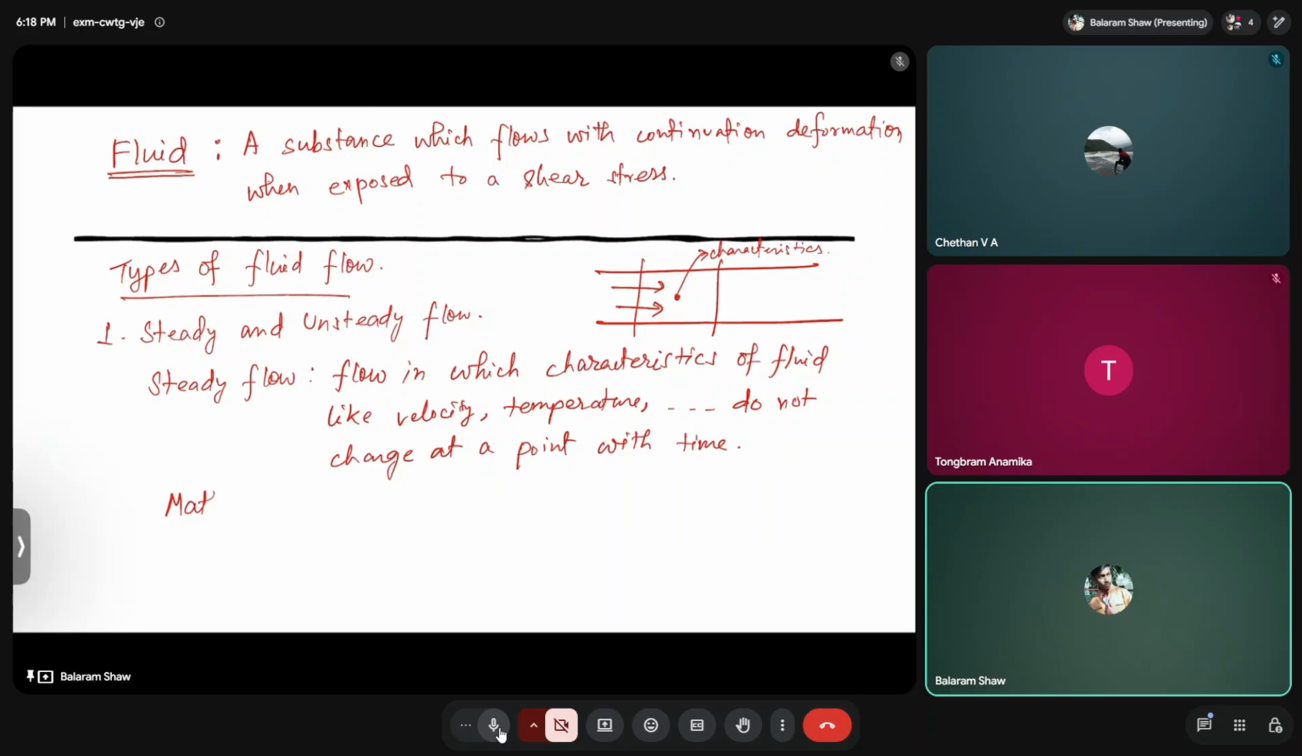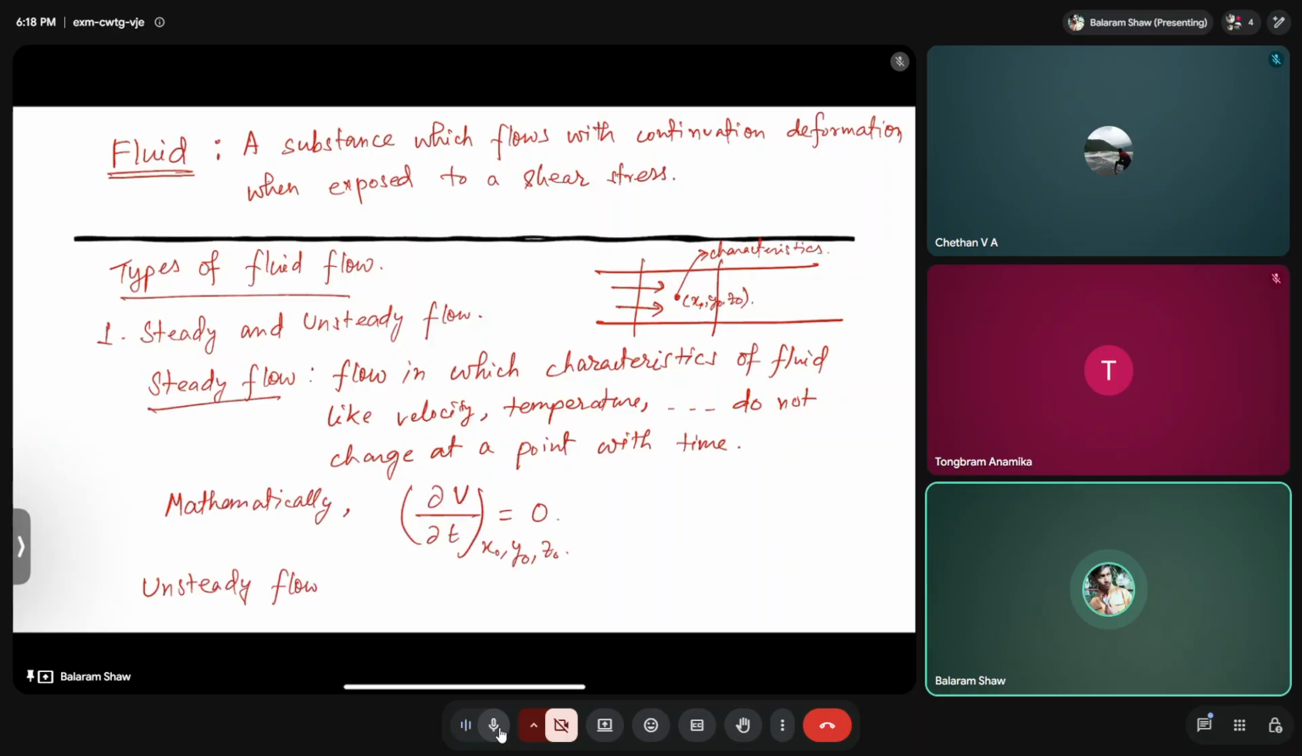So therefore, what will be unsteady flow? Unsteady flow will be the flow in which these characteristics change over time. So we can write del v del t won't be equal to 0, or any other characteristic also, del p del t won't be equal to 0. If these characteristics are changing with time, then we call that as unsteady flow.